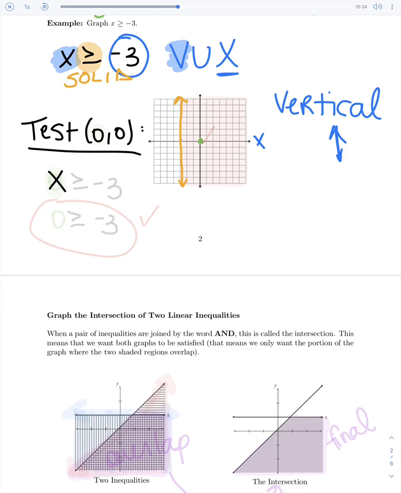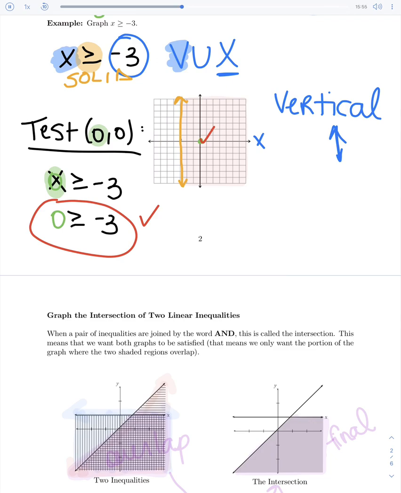Our original inequality was x is greater than or equal to -3. Notice that there's only an x to plug in. Our x was 0, so I can replace that x with a 0. This now gives me 0 is greater than or equal to -3. Is that true or false? Well, 0 is bigger than -3, so that's true. So that means that is a working point.